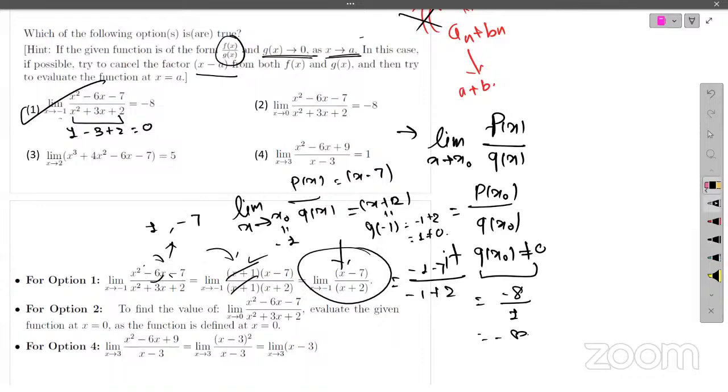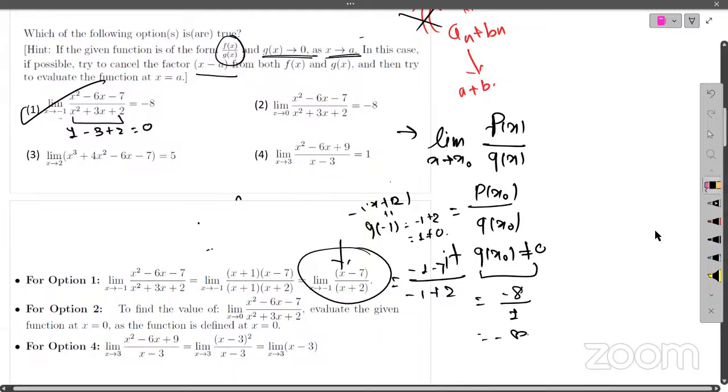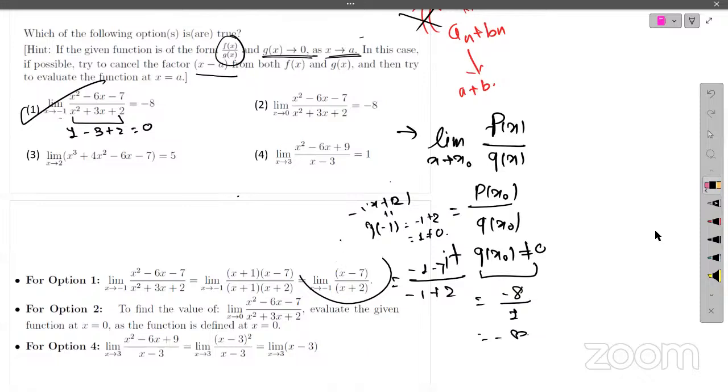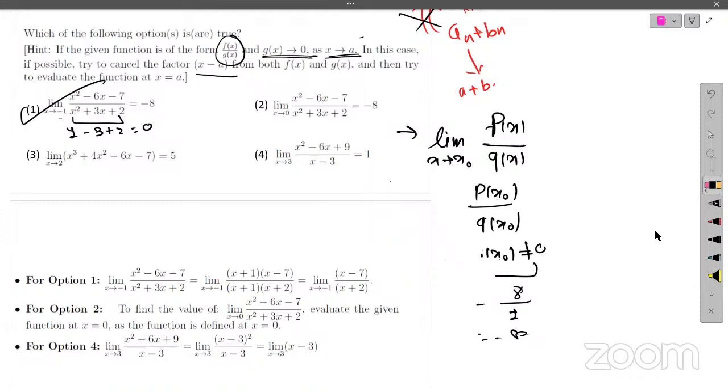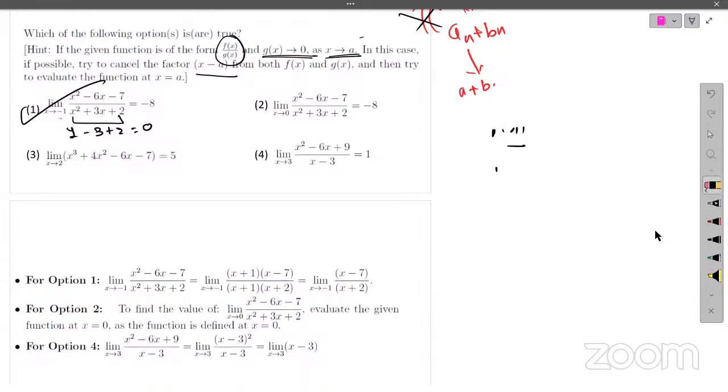Is there any doubt in the first option? Ma'am, can't we use L'Hospital's rule? L'Hospital's rule you can also use. Yeah, that's also correct, because here both functions are differentiable, you can use L'Hospital. But for that, you should know differentiation, and you haven't covered the derivative of a function till now.